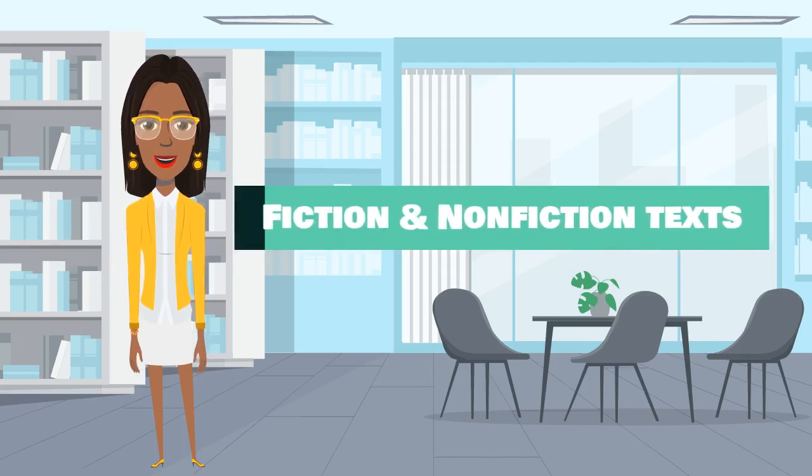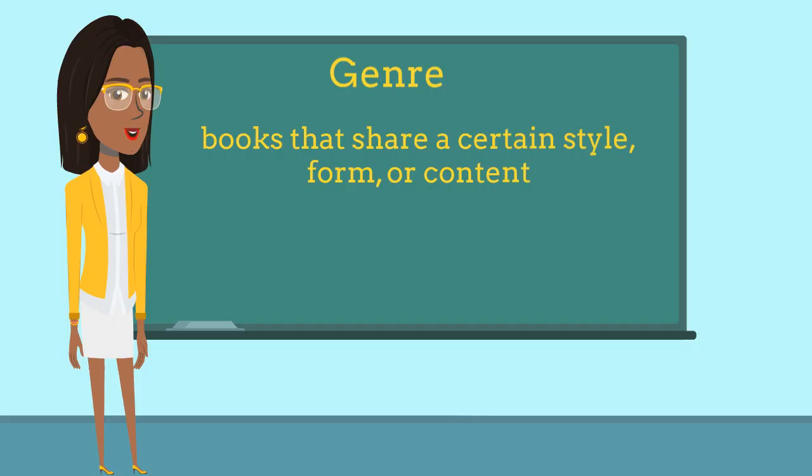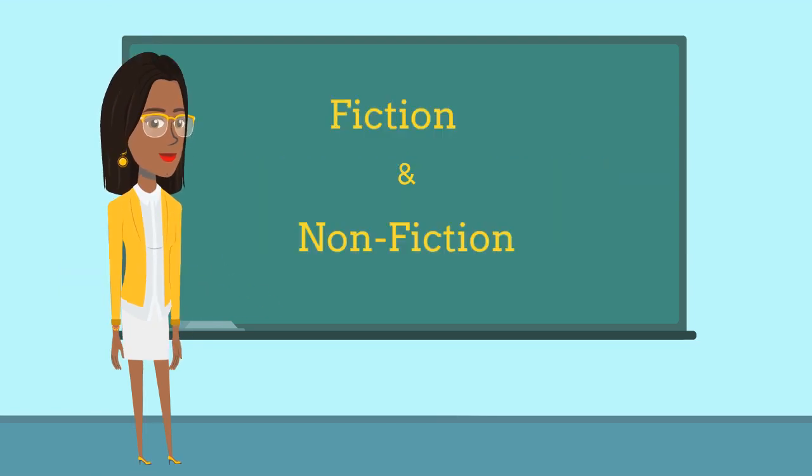My name is Mrs. Randall and today we are going to learn about fiction and non-fiction texts. Before we get started, we first need to understand genre. Genre is a term used to describe books that share a certain style, form, or content. There are two main types of texts, fiction and non-fiction. And under those two types of texts are different types of reading genres. But today we are going to focus on these two main text types, fiction and non-fiction.